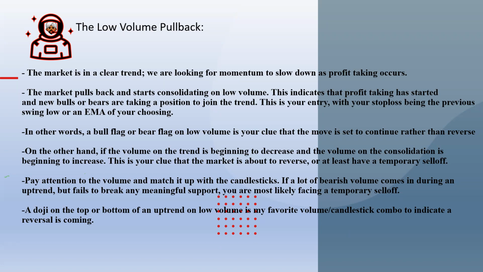So this is going to be your entry. When you start seeing us consolidating on low volume, you go ahead and take your entry and you wait, right? And your stop loss is going to be the previous swing low or an EMA of your choosing. I personally don't like using an EMA for this strategy because the EMAs tend to go sideways. But if you use maybe like a 21 or a 20, like a longer time frame EMA, I could totally see that being your stop loss.